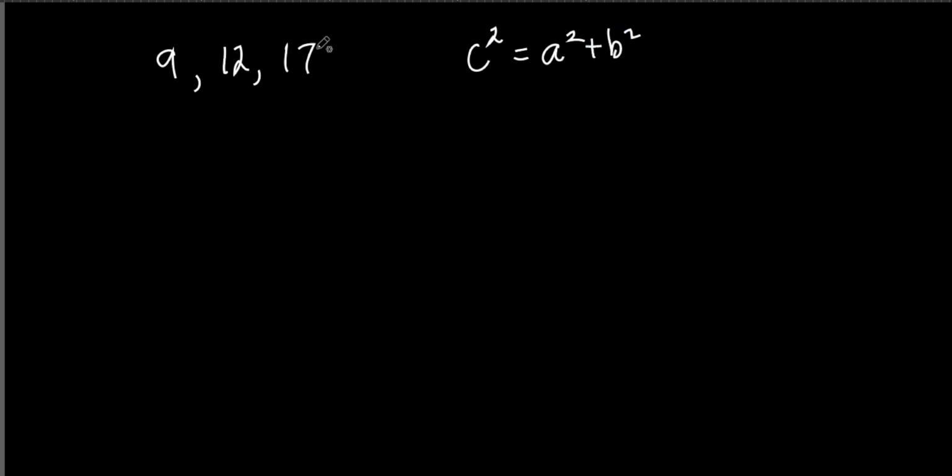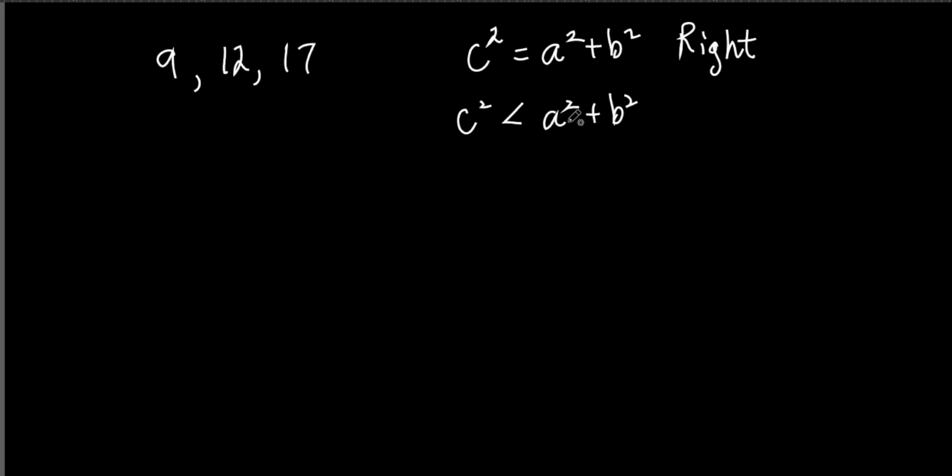If I take this and square it, then I square these and add them up. If they're equal to each other, what kind of a triangle would that make it? It'd make it a right triangle. What if C squared was less than A squared plus B squared? What kind of a triangle would it be?